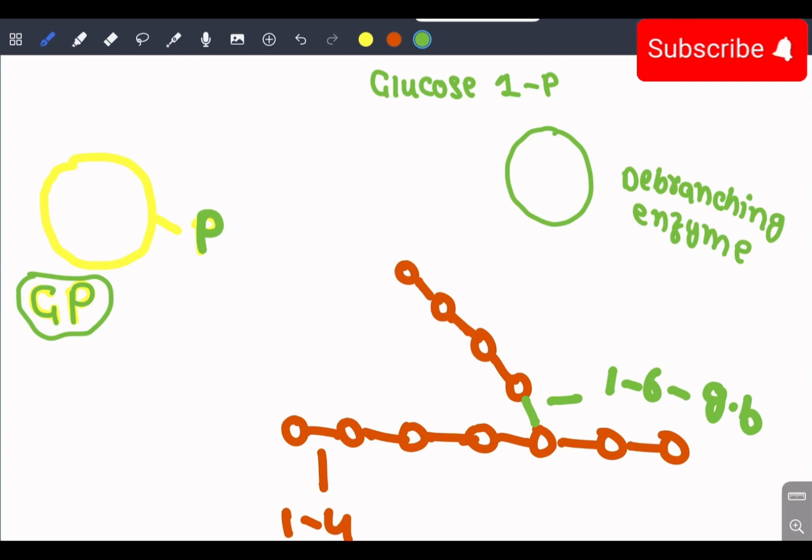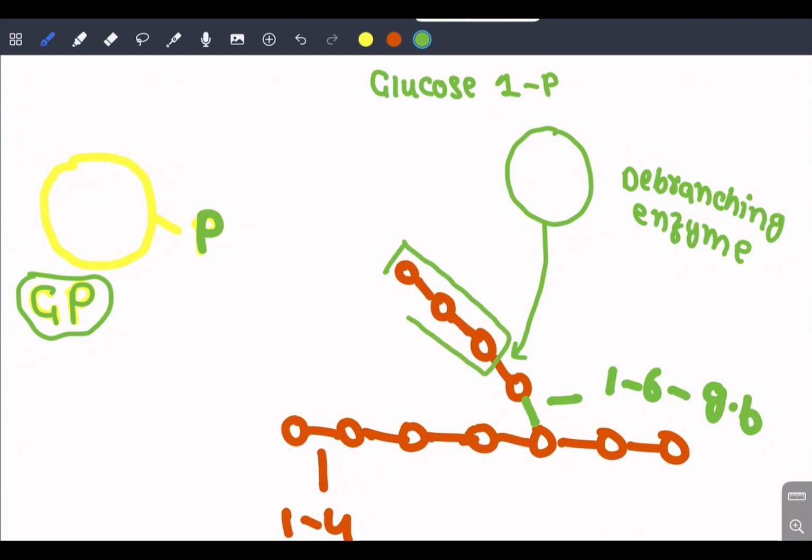What does this branching enzyme do? This branching enzyme breaks down this bond and releases these 3 glucose molecules. And what actually does this do? It transfers these glucose molecules to the nearby chain and adds them over here. So these 3 glucose molecules are added over here.